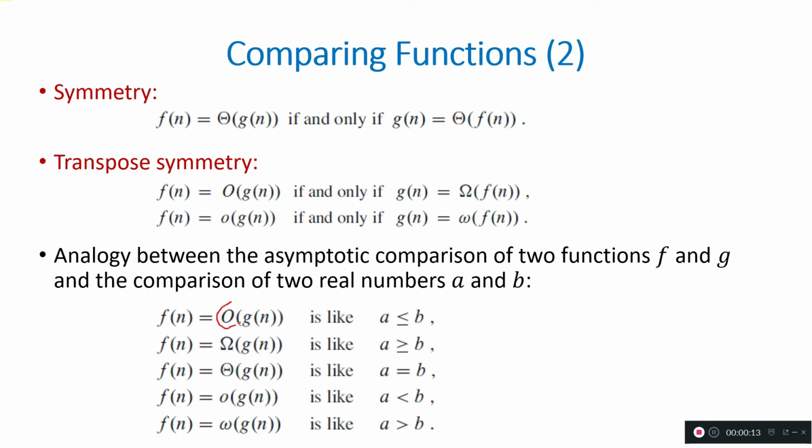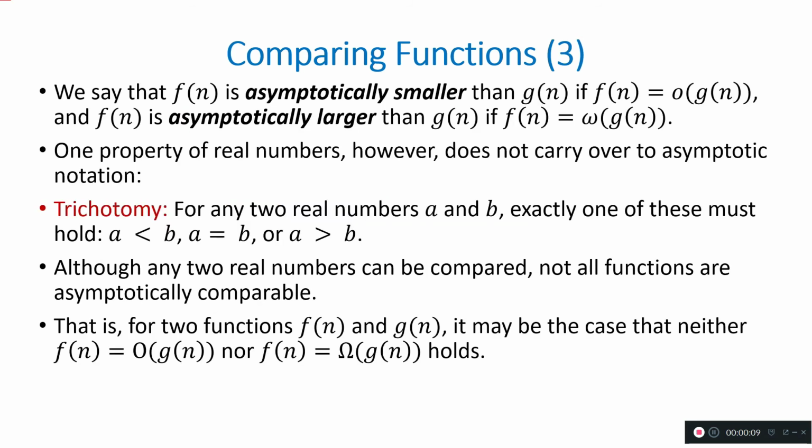So the big O notation basically means less than or equal to. The big omega notation basically means greater than or equal to. The theta notation is actually only equal to. Remember, we do not have small theta because it would make no sense. The small o notation basically corresponds to strictly less than, and small omega means strictly greater than. So we can define asymptotically smaller or larger functions by using the small o and small omega notations.